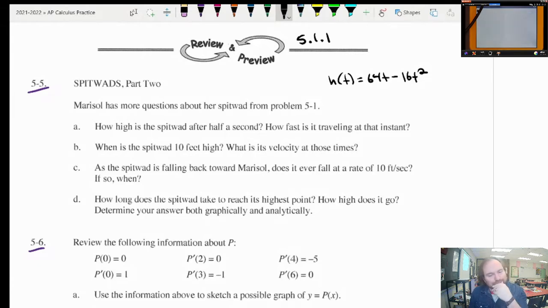Anyway, let's jump into problem 5.5, which is a direct continuation of a problem that we're going to do today during class. I'm recording this during second hour. Spitwads part 2. Now, in part 1, I'm going to go ahead and just give you the equation. This is telling you the height of a spitwad over time, h of t. Now, that is a position function because it is a height function.